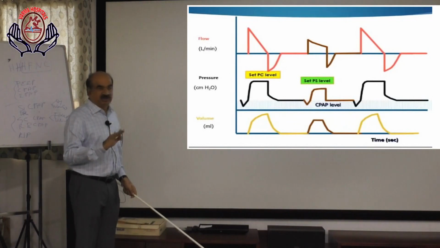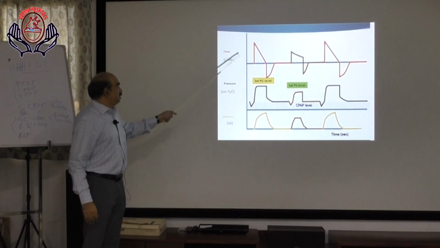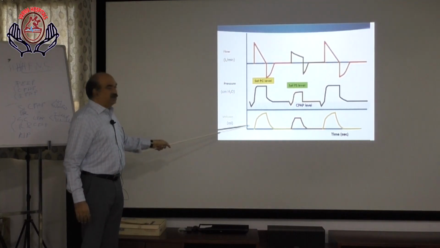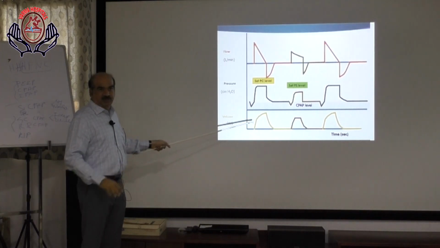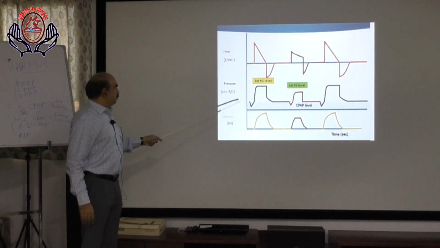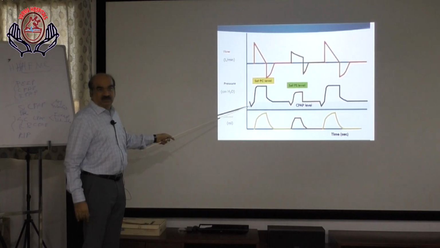These three are important. Here, we have three scalars: one is the flow time scalar, the pressure time scalar, and the volume time scalar. The three scalars and two loops. So what is this mode? What triggers, patient or machine?